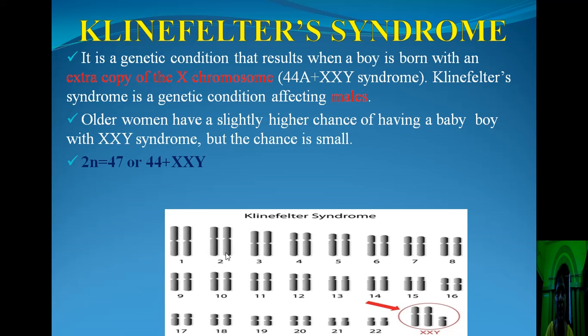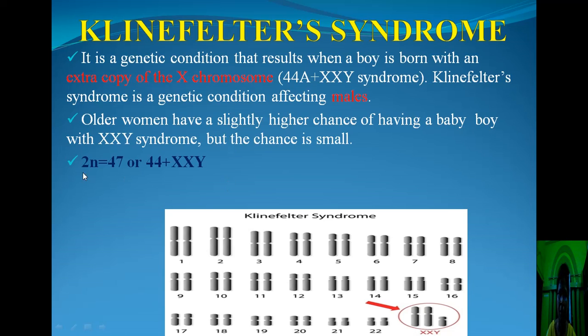Klinefelter syndrome is a genetic condition affecting males. Older women have a slightly higher chance of having a baby with XXY syndrome, or Klinefelter syndrome, but the chance is small. When the baby has Klinefelter syndrome, he has a karyotype of 44 autosomes and XXY sex chromosomes. Generally, this type of baby is born to older women.